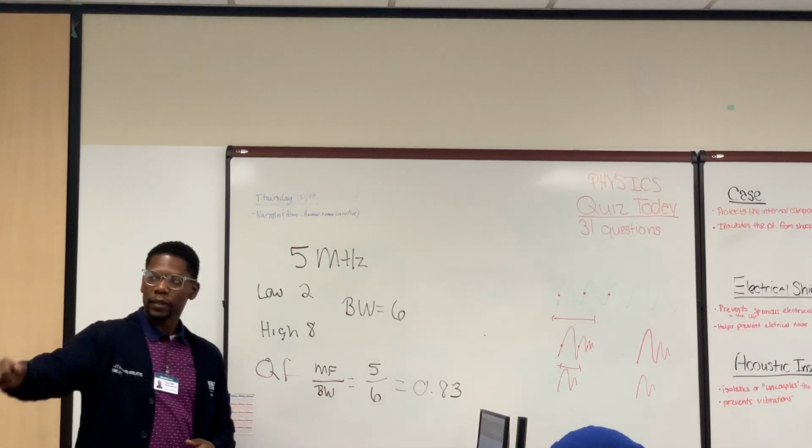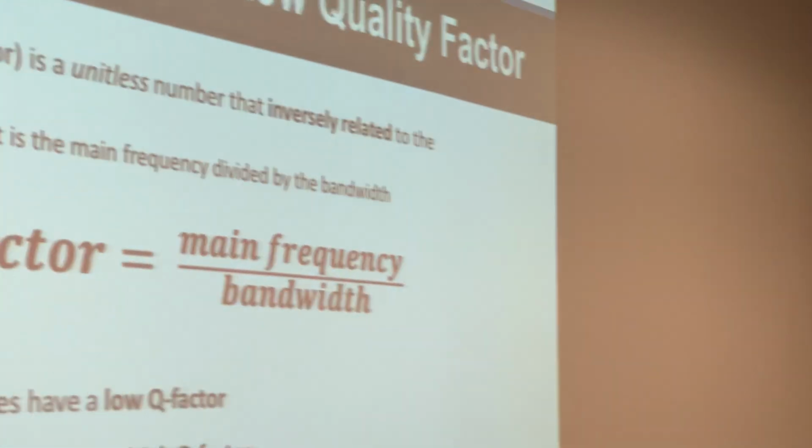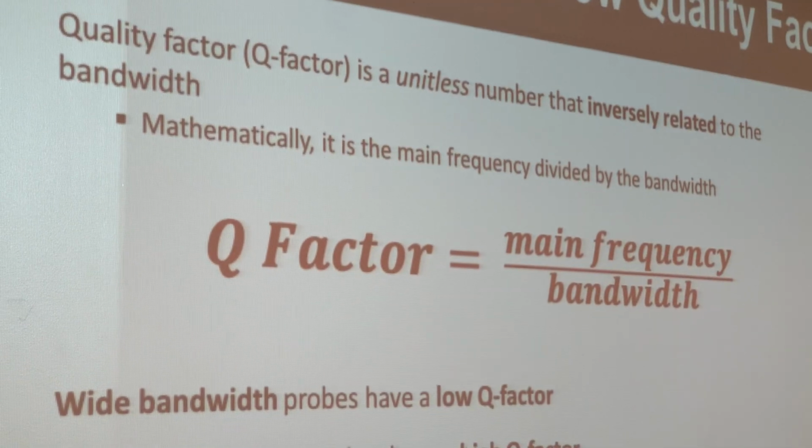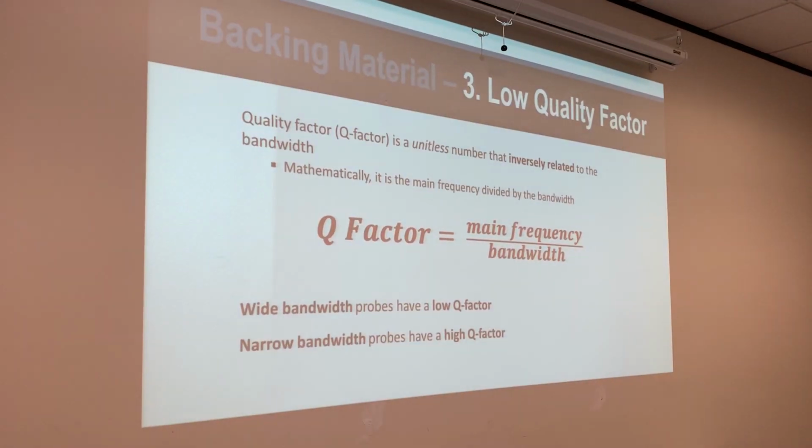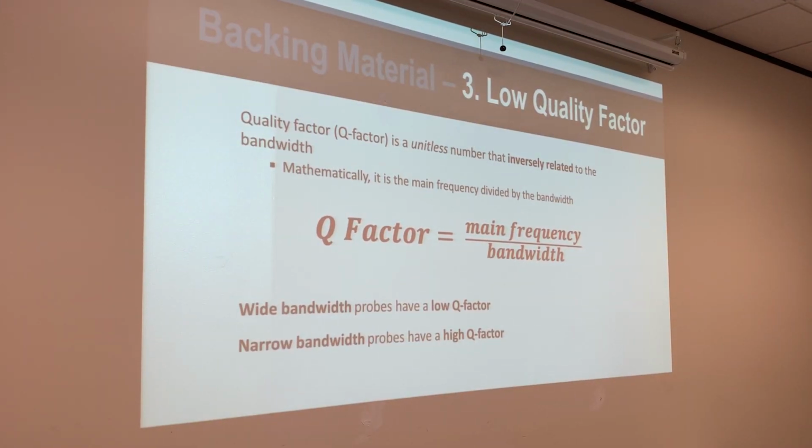Again, I'm just showing you how to determine it, because I may have a question like that on the test that's going to ask you, what is the quality factor of this wave? What is the quality factor of this sound? So I just want you to know how to get that number. That means you also have to know that formula right there: main frequency divided by the bandwidth will give you the quality factor.